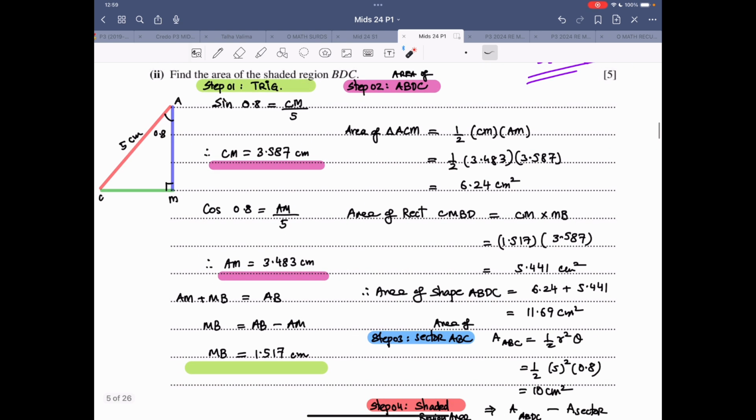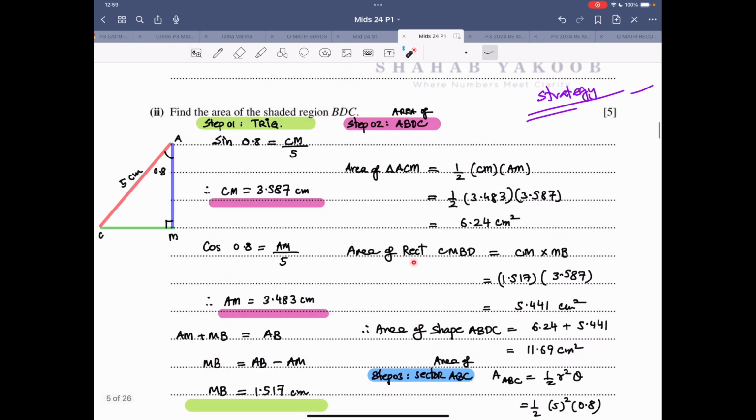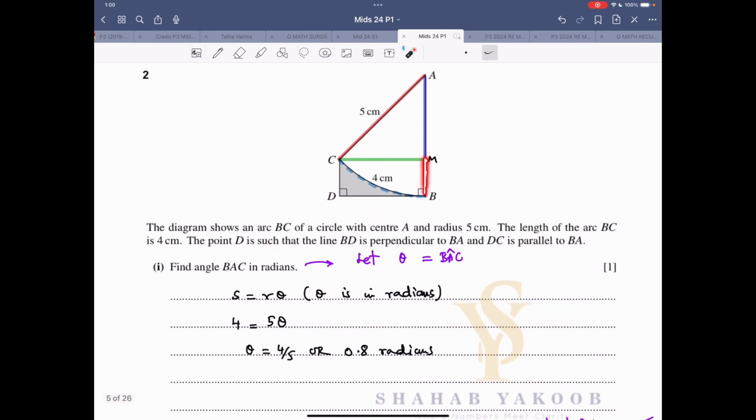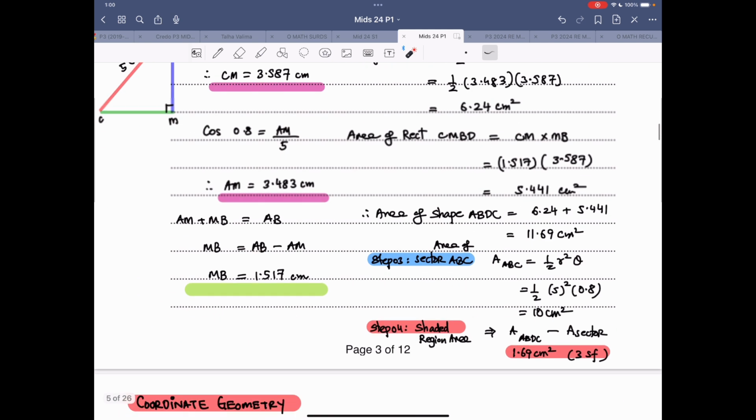The second is the area of this figure. So triangle, that's half into base into height, that is this much. Area of rectangle, that is MB multiplied with CM, and that is this. The area of the shape ABDC, which is in fact a trapezium if you want to write it, equals 11.6169. I'm working in 4 SF.